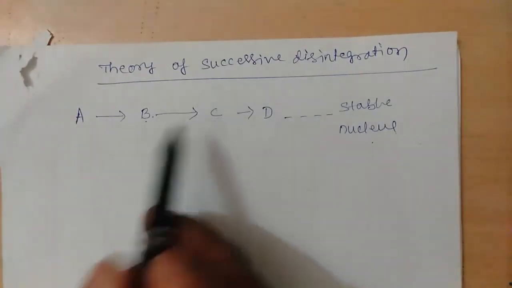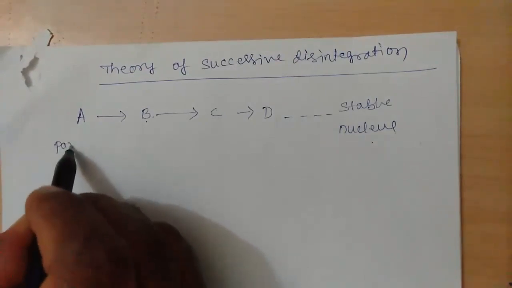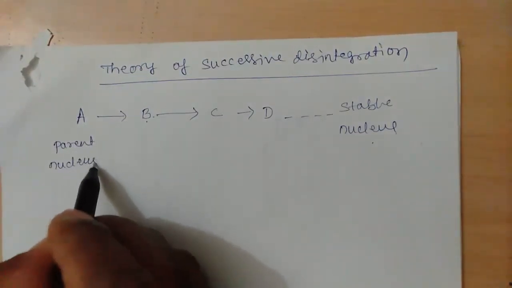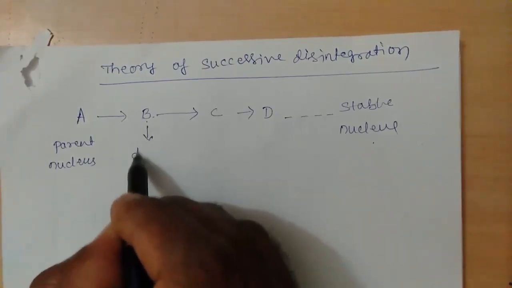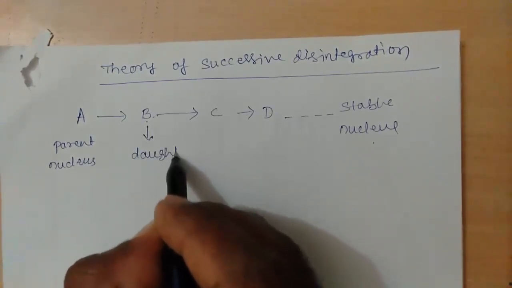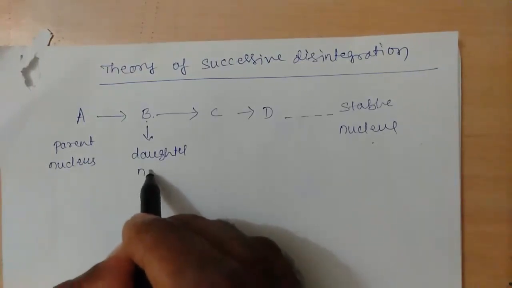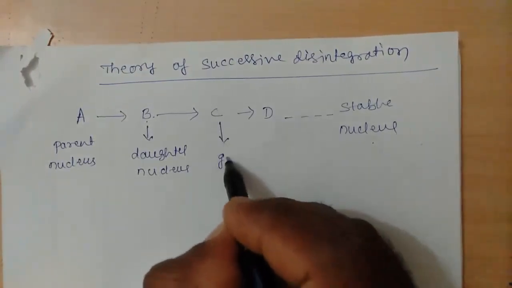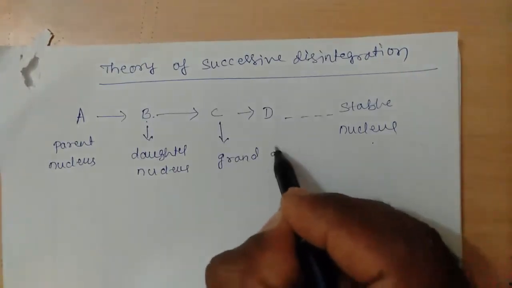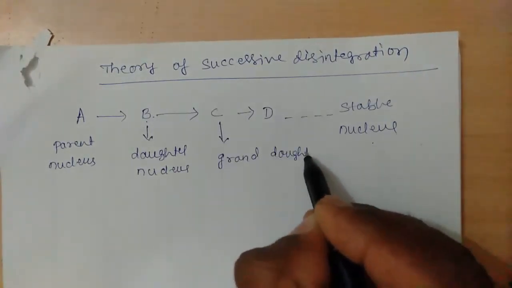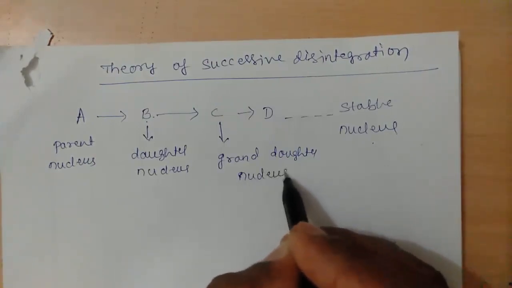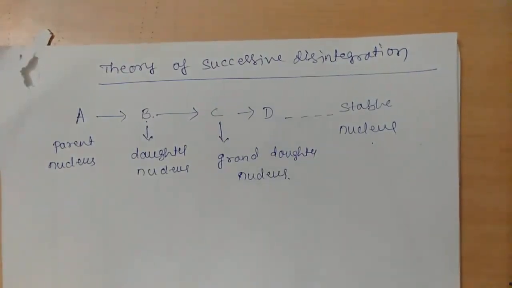Now if we consider these three elements, this will be called the parent nucleus, and this will be called the daughter nucleus or daughter element, and this will be called the granddaughter element or nucleus, and so on.